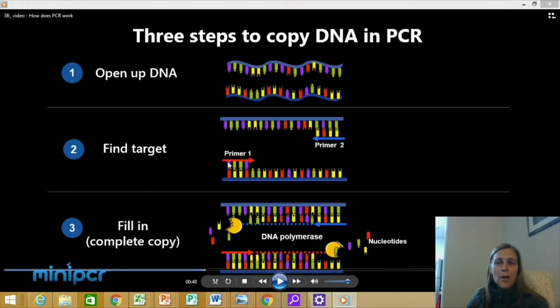Okay, so then once the primer comes back in, then you've got to actually have this filled in, and that's when the DNA polymerase comes around and does that.